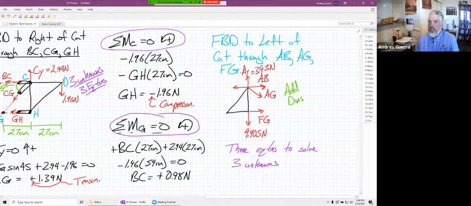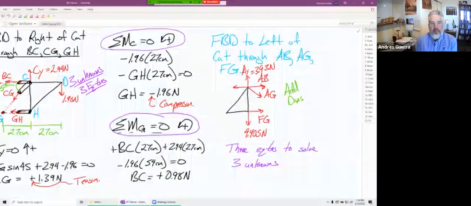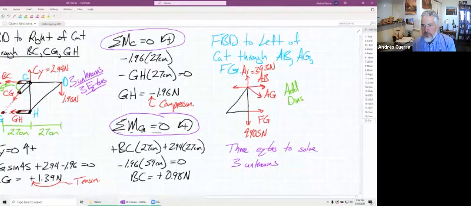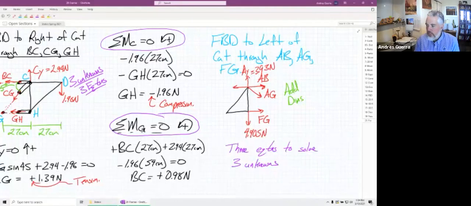So I wanted to just draw that FBD. I'm not going to finish solving that, but the most important thing is that we can draw those FBDs. Once we draw those FBDs and we've got all the correct forces on there, then we can go in and we can solve for those unknowns.